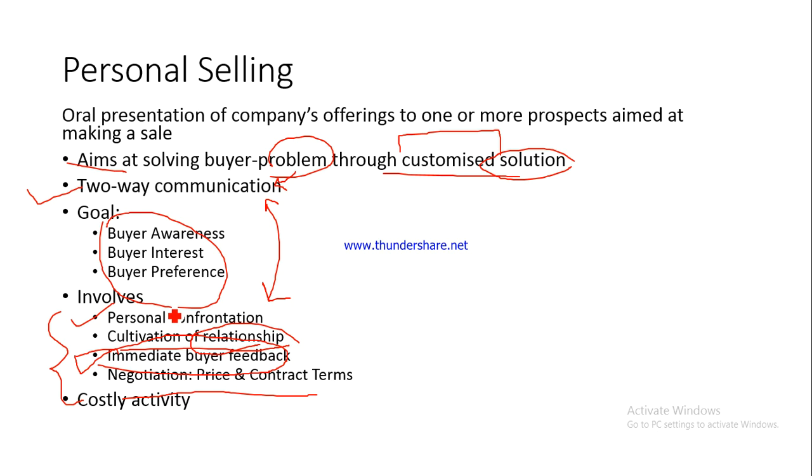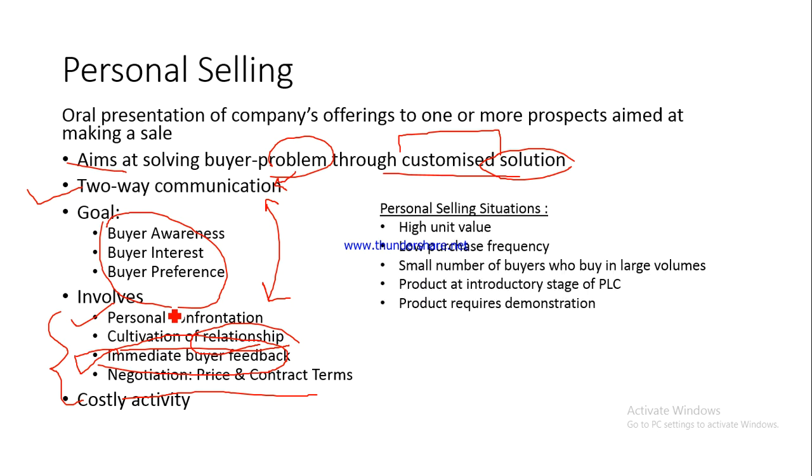So naturally personal selling is going to be a costly activity, and that is the reason personal selling is not used for low unit value items. Now these are the situations, these are the kind of products or services where you use personal selling. You do not use personal selling for low unit value items. So you don't go for personal selling when you are trying to sell a toffee or maybe a chocolate.